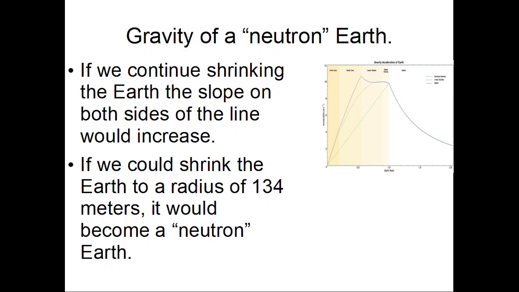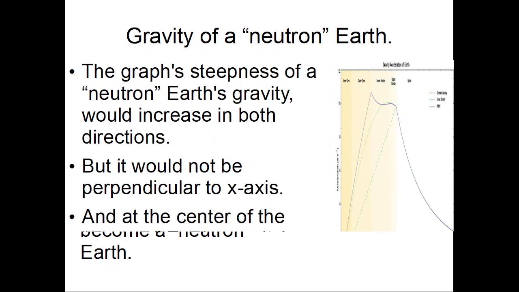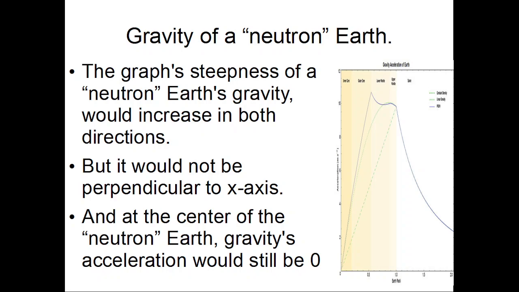If we could somehow continue shrinking the Earth, the slope on both sides of the surface would increase. Bringing the Earth's radius down to 134 meters, gravity would pressure the electrons and protons in the Earth together and combine them to create a neutron Earth. As you can see, in the neutron Earth, the graph's steepness would increase in both directions, but it would not be perpendicular to the x-axis. And at the center of the neutron Earth, gravity acceleration will still be zero.